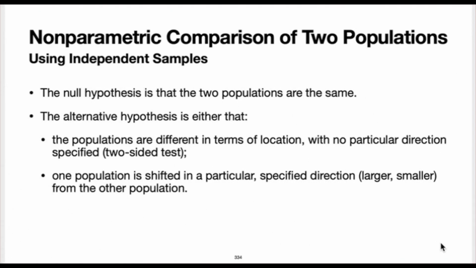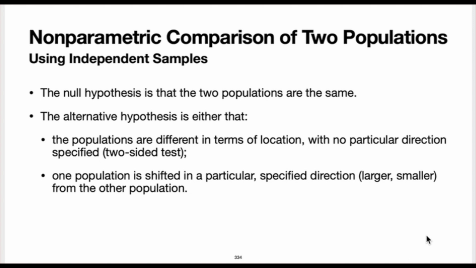Now, the null hypothesis for this test is going to be that the two populations are the same. And we're really not talking just about the location, we're assuming that they're the same in every possible way. The alternative is either that the populations are different in terms of location with no particular direction specified. So this would be analogous to or considered to be a two-sided test from what we've seen before.